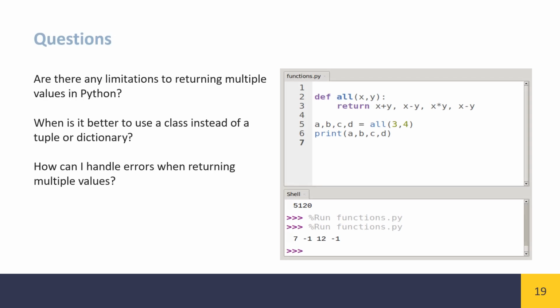We may get many doubts regarding this topic. Are there any limitations to returning multiple values in Python? When is it better to use a class instead of a tuple or dictionary? How can I handle errors when returning multiple values?